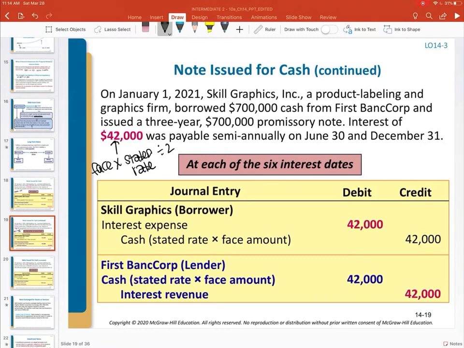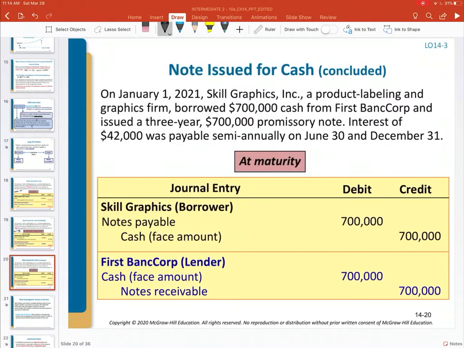So again, the borrowing company would debit interest expense and credit cash. The lender would debit cash, they're receiving cash, and they would credit interest revenue. And then at the maturity period, on the day that the bond, I keep saying bond, on the day that the note is paid off, right? On the day that this long-term note is paid off, the borrowing company would debit note payable and credit cash. The lending company would debit cash and credit note receivable.